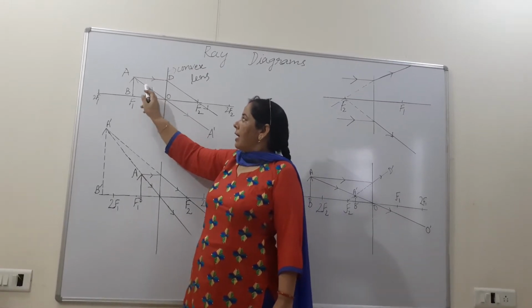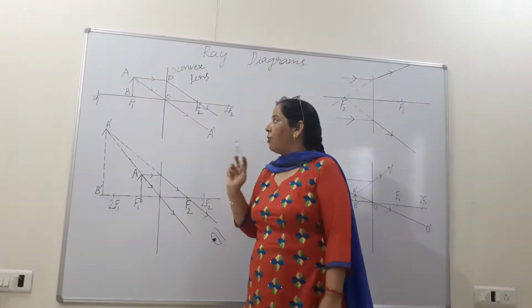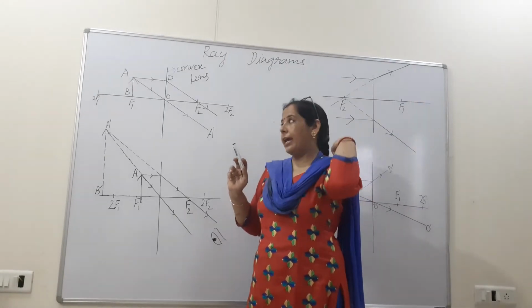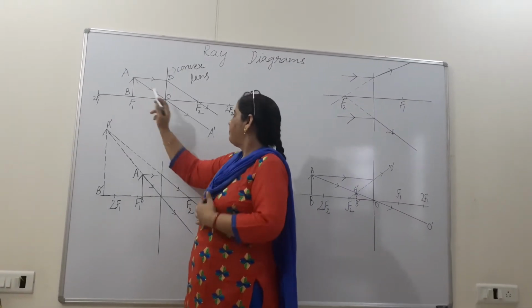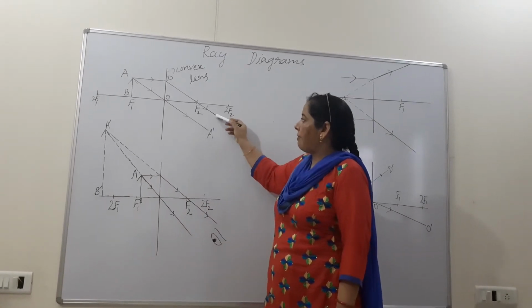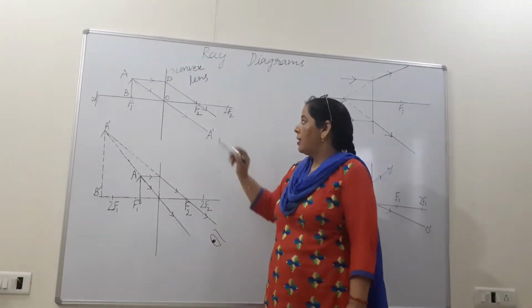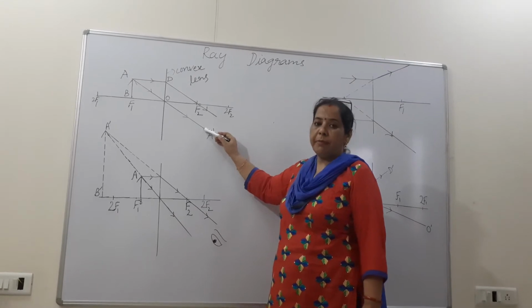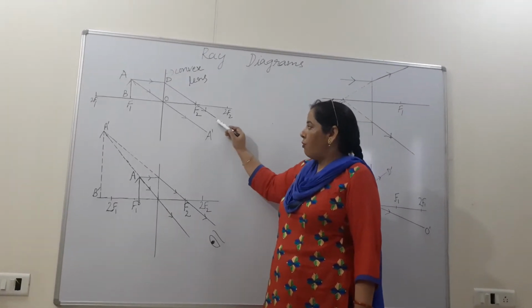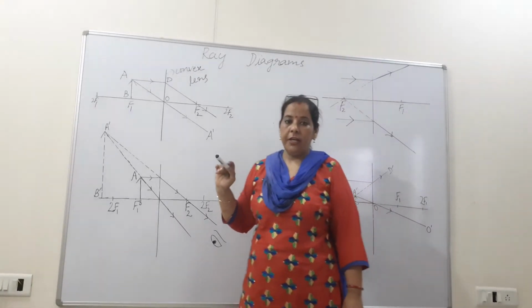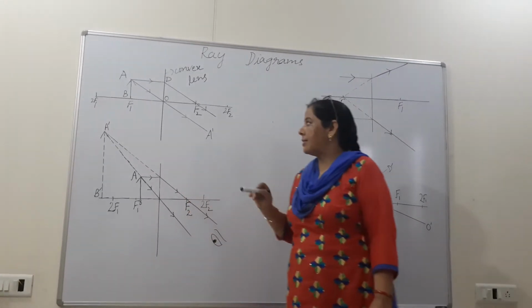And these rays you have to start from the head of the object. Rays must start from the head of the object. Now these refracted rays are parallel to one another, so they will never meet. Parallel rays never meet, so the image will form at infinity. We can't measure that distance.